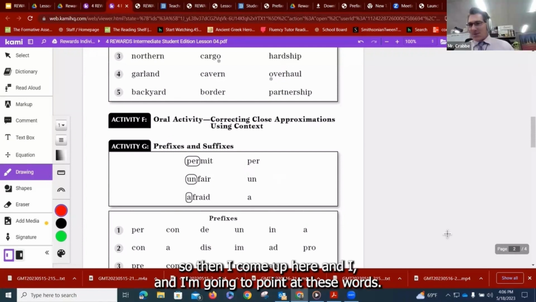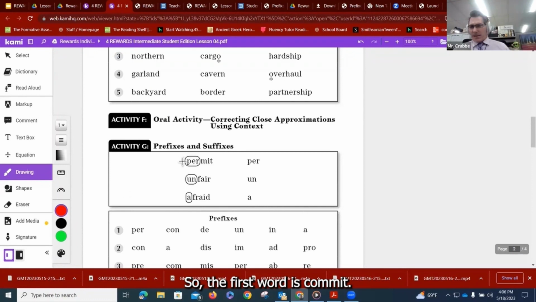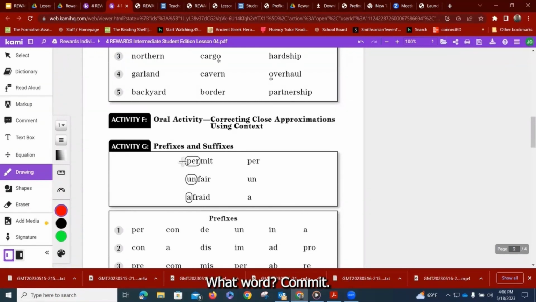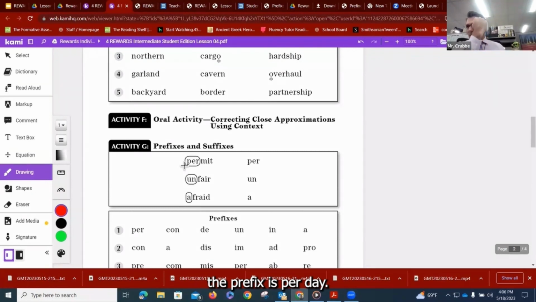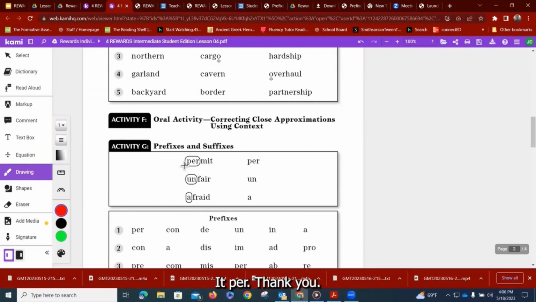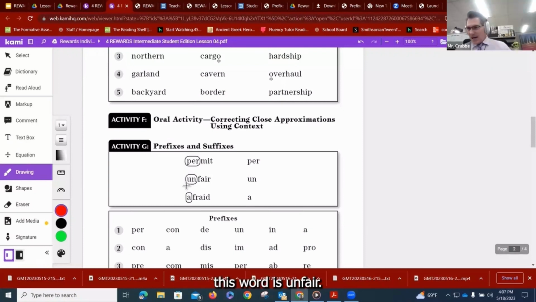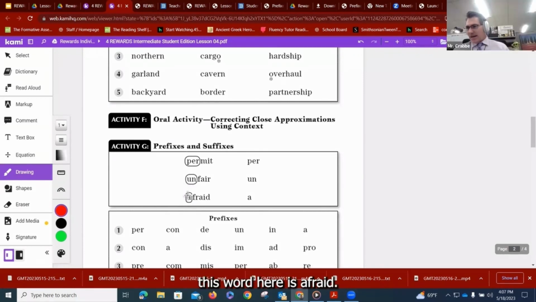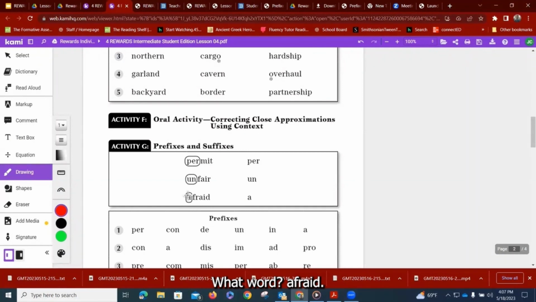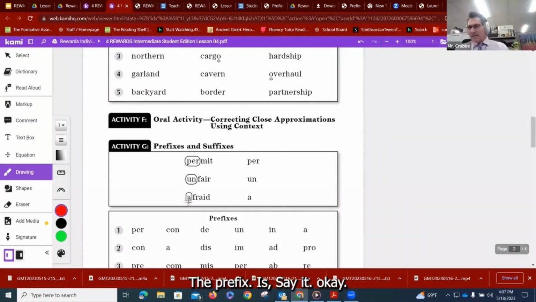That's right. So then I come up here and I'm going to point at these words. The first word is permit. What word? Permit. And then I'm going to point to the circled prefix right here. The prefix is per. Say it. Per. Thank you. This word is unfair. What word? Unfair. The prefix is un. Say it. Good. This word here is afraid. What word? Afraid. Okay. The prefix is, say it.